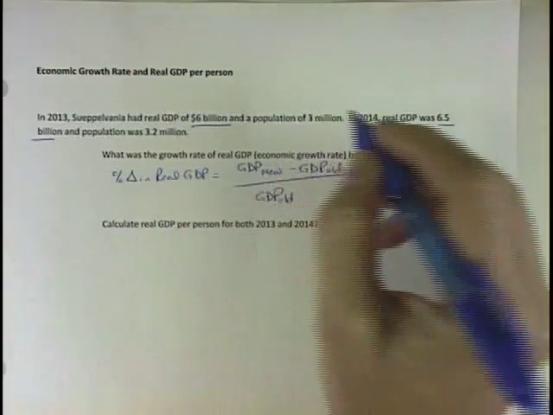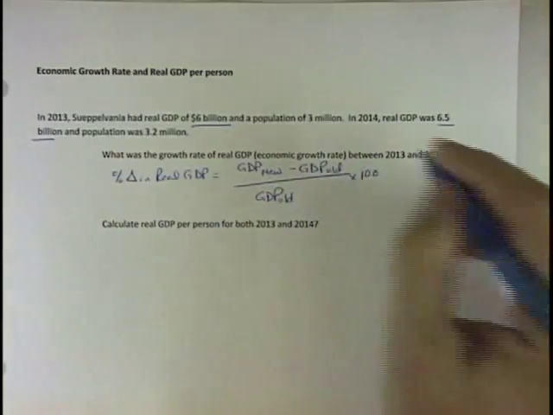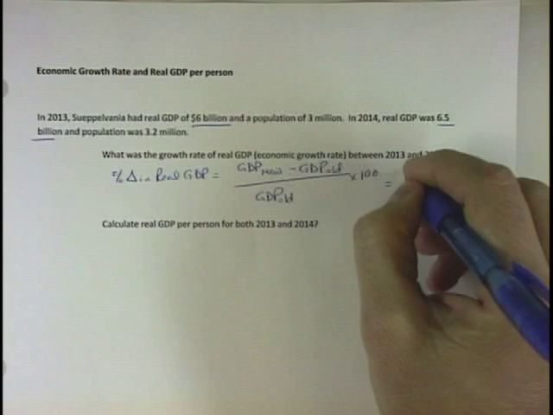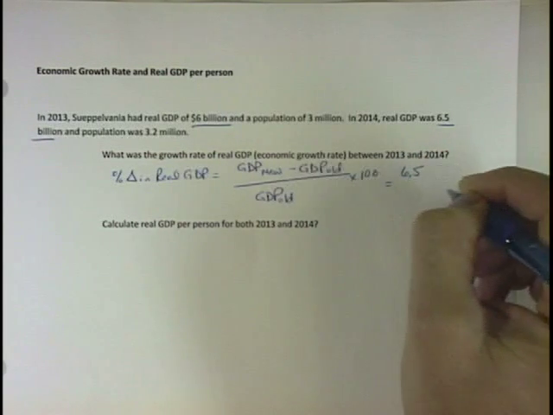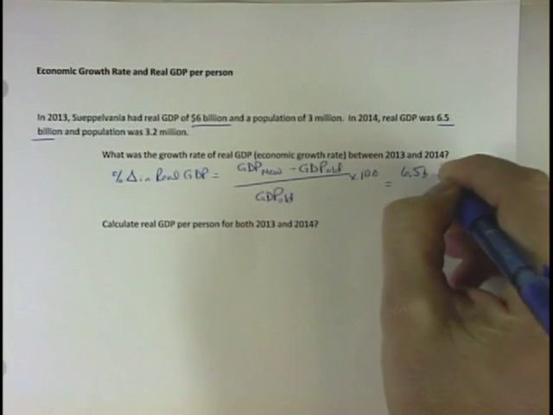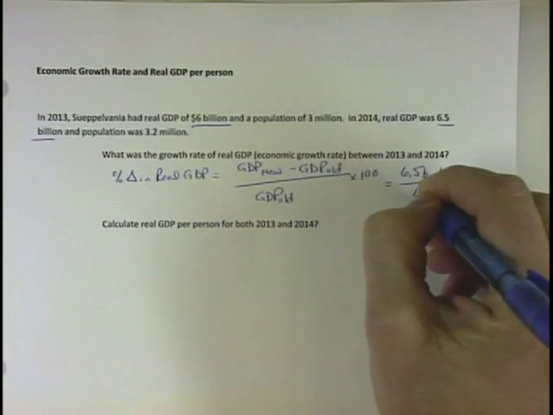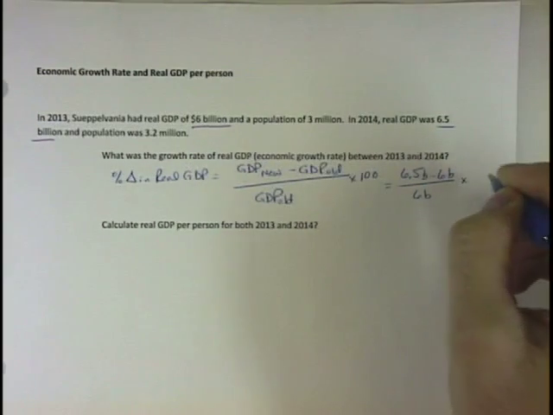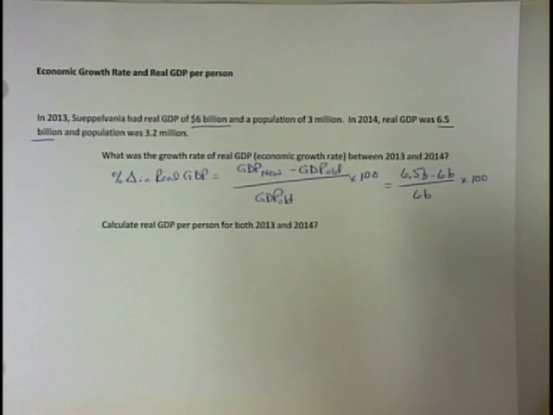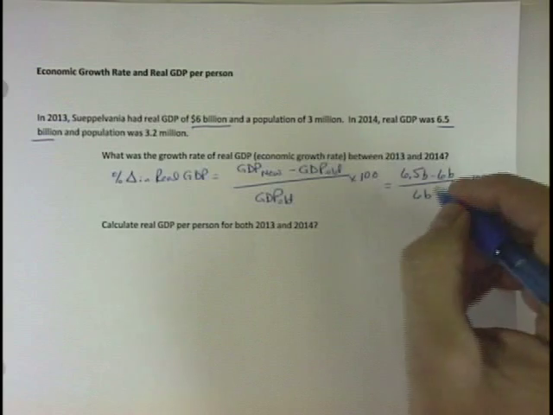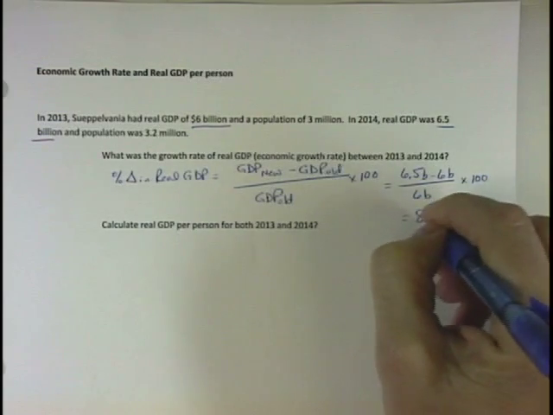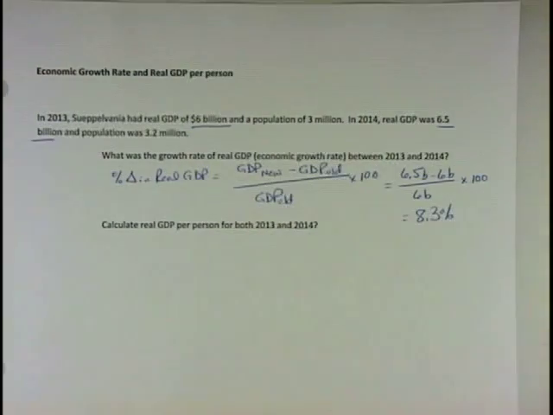Okay, now since everything's in billions, we don't have to write all those zeros out. That would be a lot of zeros. So we're going to do 6.5 billion minus 6 billion divided by 6 billion. We're going to multiply that by 100 to make it a percent. So if we do 6.5 minus 6 and then divide that by 6, we're going to get 8.3%. So the economic growth rate, or the percentage change in real GDP, is 8.3%.